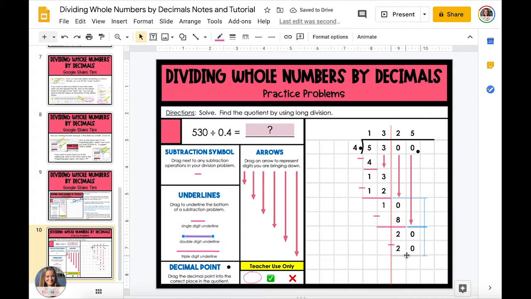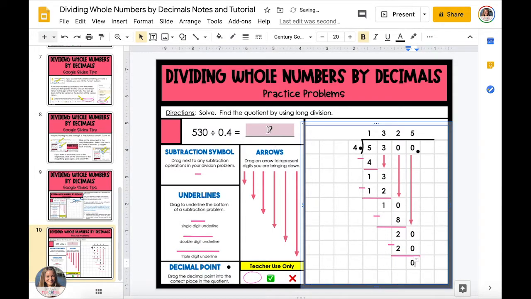After we follow all of our division steps, we end up with a final answer of 1,325.